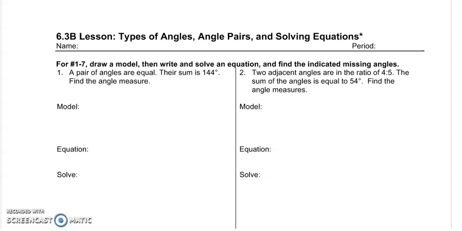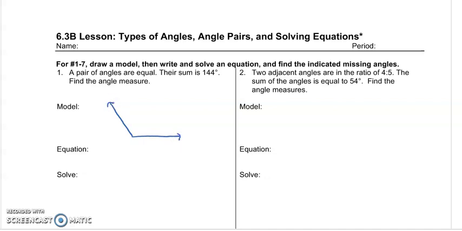It says, a pair of angles are equal. So that means they're congruent. They have the same measure. Their sum is 144. Find the measure of the angles. So I know I have about 144 degrees, so I'm just going to estimate here. This is definitely not drawn to scale.